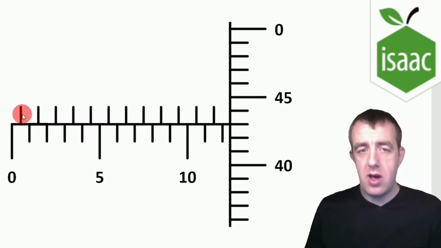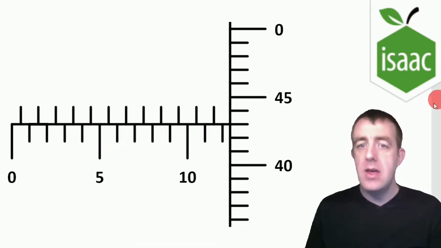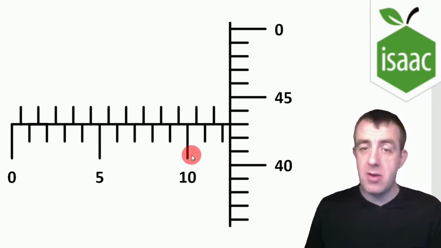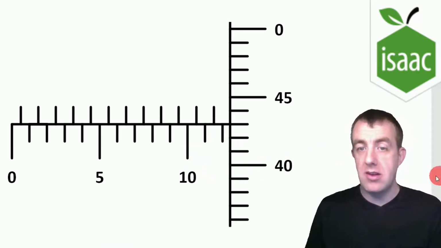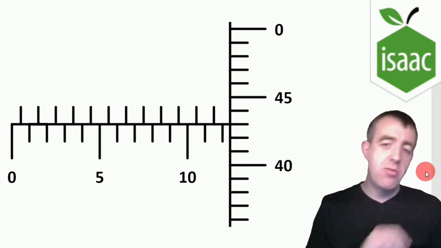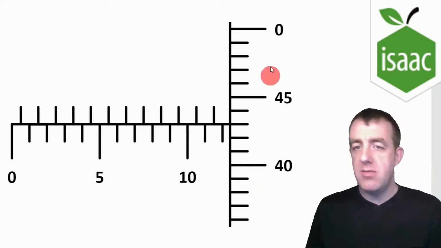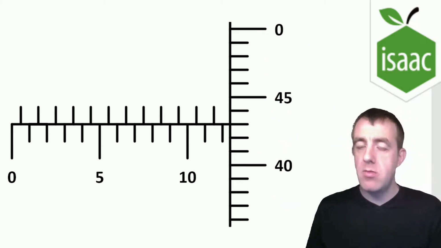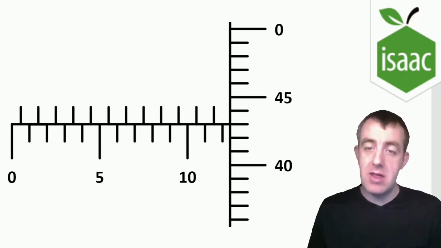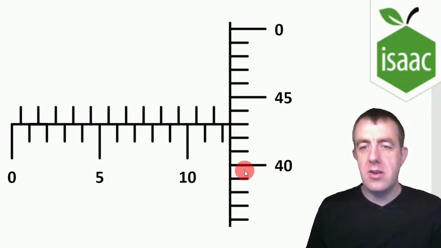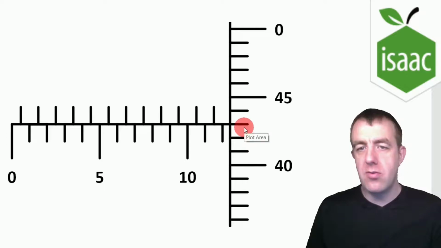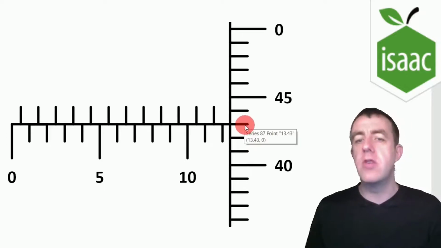And so we go half a millimeter, 1, 1.5, 2, 2.5, 3, 3.5, 4, 4.5, 5, and so on. So right now we know the distance measured by this micrometer is more than 12 millimeters. And we can work out how much more than 12 millimeters. This part of the scale, the micrometer scale, measures hundredths of a millimeter. So right now you can see it is on 40, 41, 42, 43 hundredths of a millimeter.